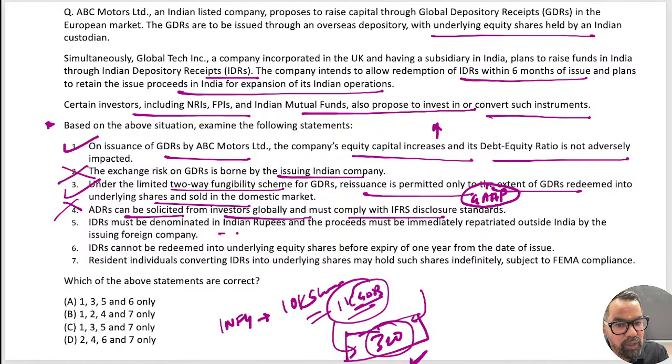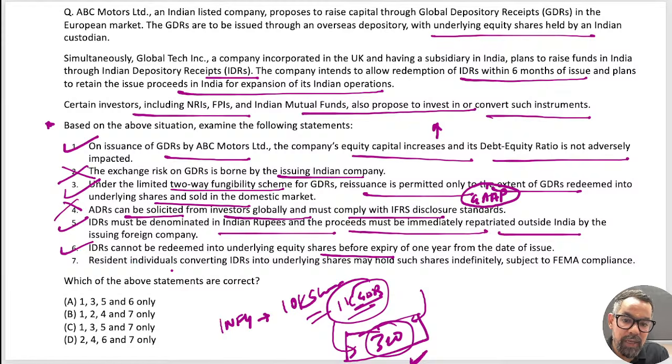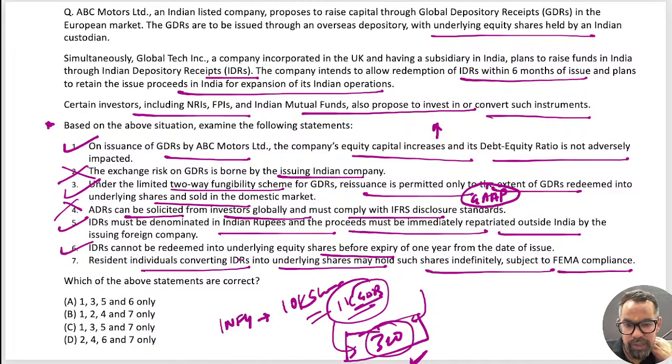IDRs must be denominated in Indian rupees, and the proceeds must be immediately repatriated outside India by the issuing company. True. The next one: IDR cannot be redeemed into underlying equity shares before expiry of 1 year from the date of issue; this rule is also there. The resident individual converting IDR into underlying shares may hold such shares indefinitely subject to FEMA compliances. This should not be indefinitely, right?